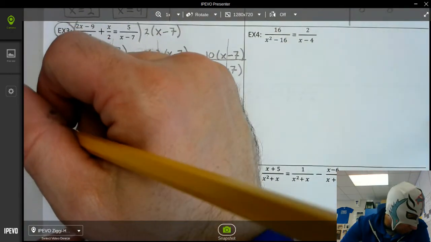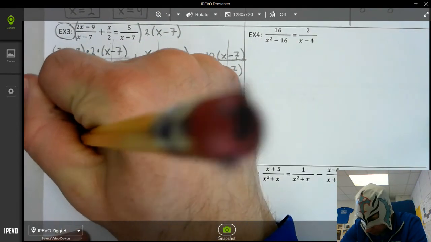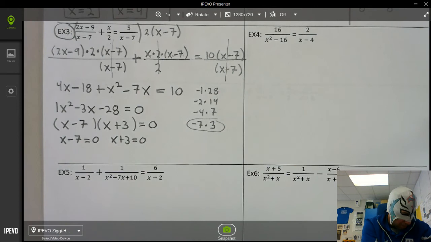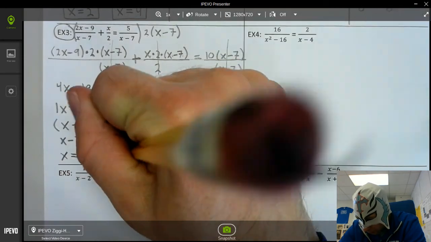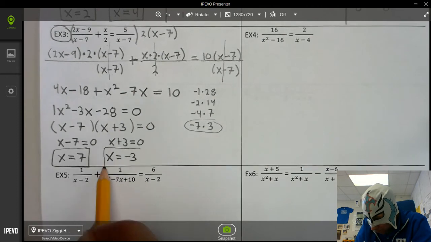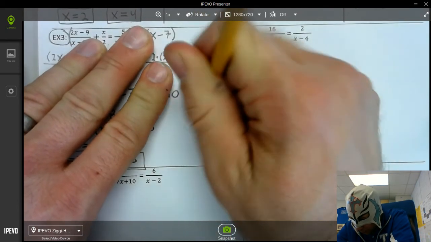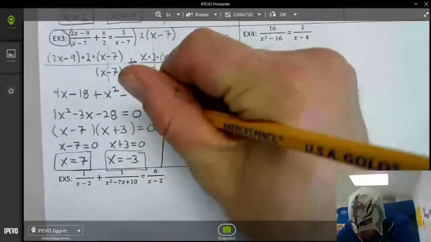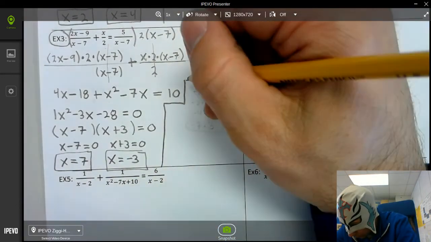Okay, so we set them in step 7, set each factor equal to 0. So x minus 7 equal to 0. X plus 3 equal to 0. So x equals 7. X equals negative 3. All right, I'm actually going to erase this work here. We don't really need this anymore, so we have space to check our work. Okay. So let's check.